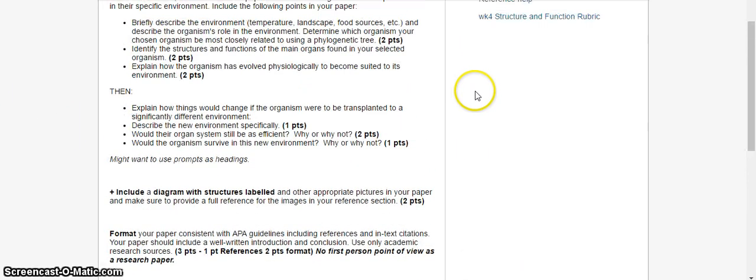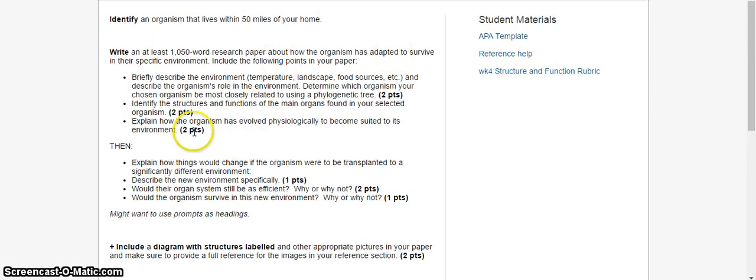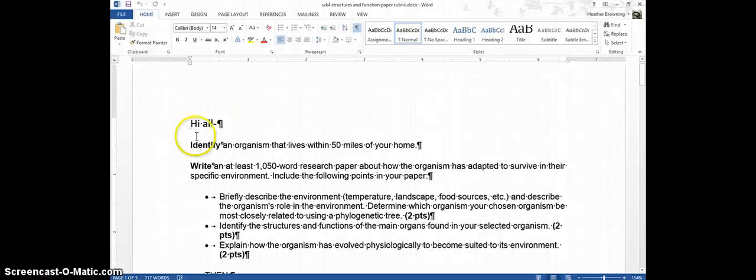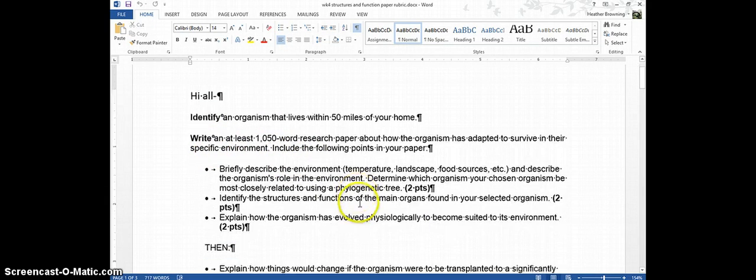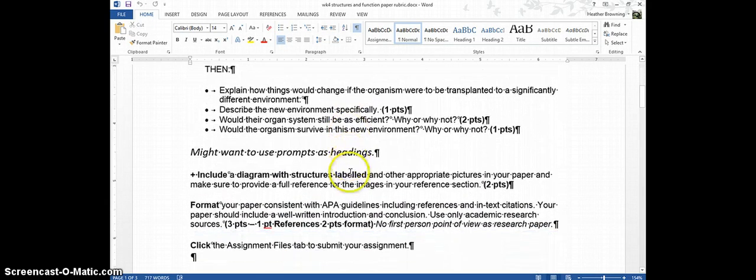So let's go ahead and look at that rubric and go through some stuff in a little more detail. That was exciting. I had forgotten to open it. Okay, so here it all is.